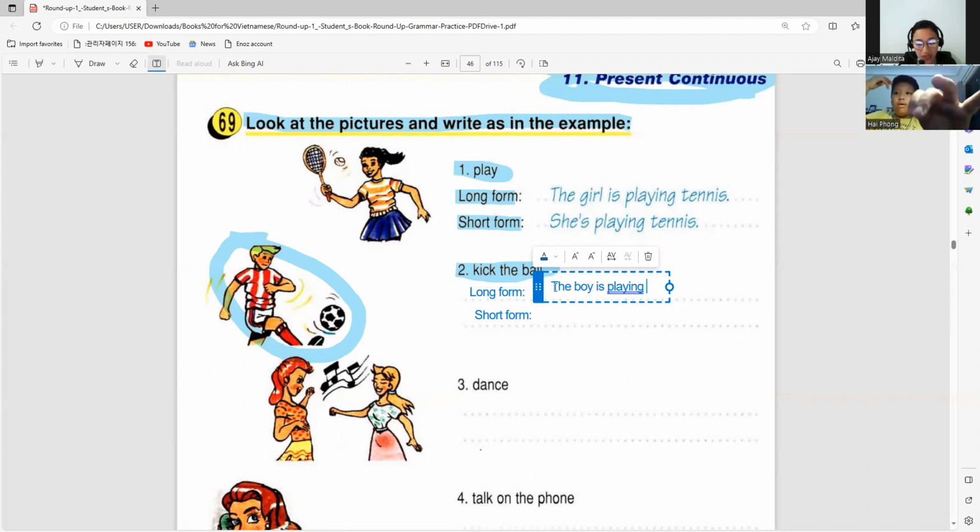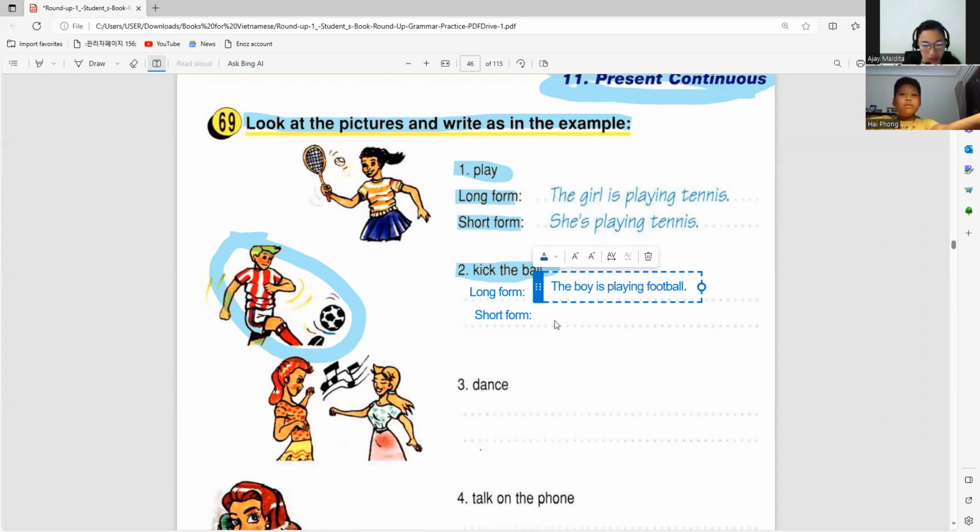The boy is playing the ball. What's the name of the sport? The boy is playing... football. Okay, soccer. Is it soccer or football? Football. Okay, you say the boy is playing football.